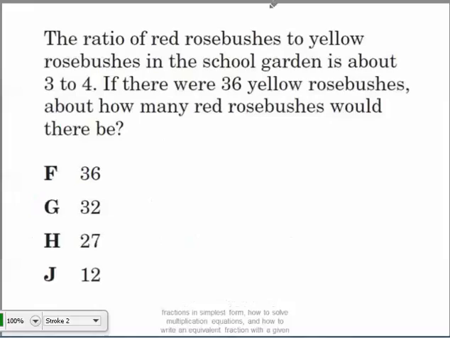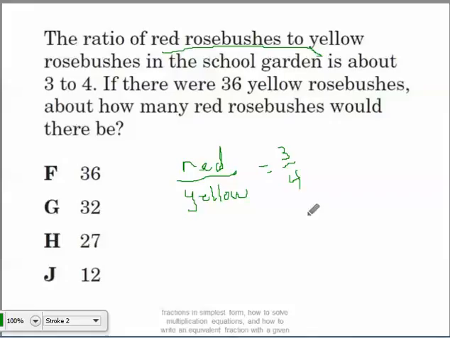I understand. So, a ratio of red rose bushes to yellow rose bushes in a school garden is about 3 to 4. You know, I like to do this by making certain I write down my ratio. Red to yellow, that's what they're telling me in that word problem. Red rose bushes to yellow rose bushes is 3 to 4. See how they gave me that?